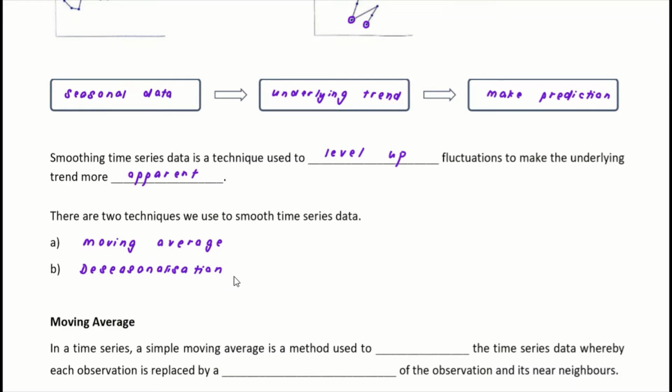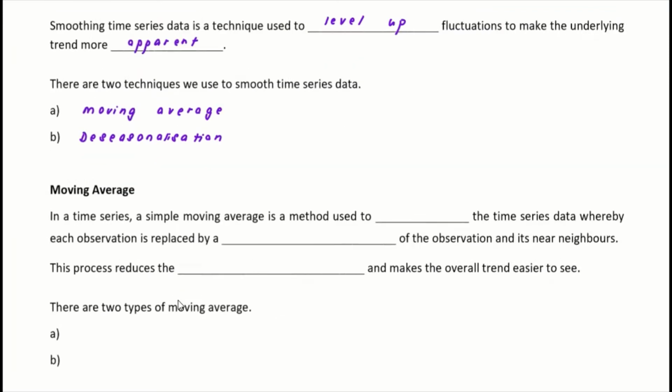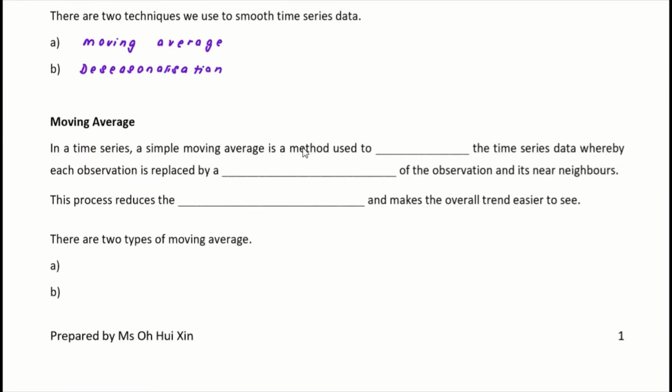All right, so let's start our lesson today, which is about what is meant by moving average and how to do it. Let's start with a simple definition. In time series data, a simple moving average is a method that we use to smooth the time series data, whereby each observation, which means each raw data point, is replaced by a simple average of the original observation and its near neighbors, depending on how many points of moving average we are doing. This process helps us reduce the seasonal effect of the time series, and from there it helps make the underlying trend much more apparent. It makes the trend easier to see, basically.